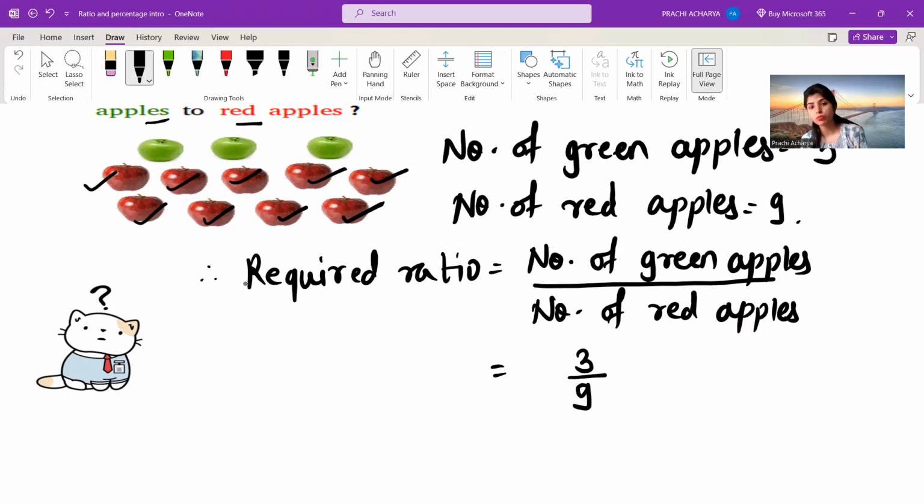ठीक है, तो पूरे में से कितना या इतने में से कितना, अलग अलग 2-3 तरह के होते हैं. पार्ट ऑफ अ होल, पार्ट ऑफ अ पार्ट. ठीक है, तो यहाँ पे है ग्रीन टू रेड.